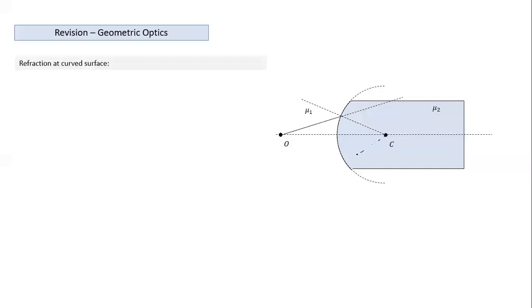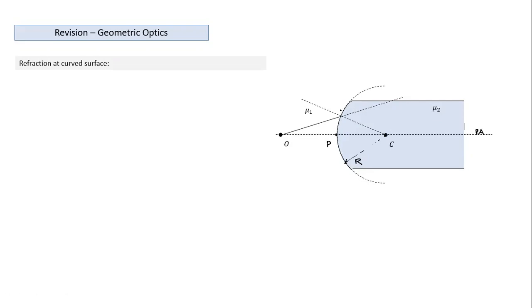So this is the radius R here. And in this case, what is this point? This point is taken as the pole. So the pole is typically, whatever surface we have, the curved surface, the physical center of that is called the pole. And if you connect the pole to the center, that's our principal axis, right?